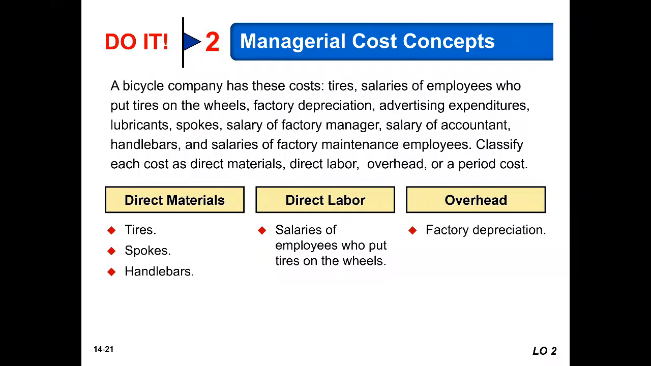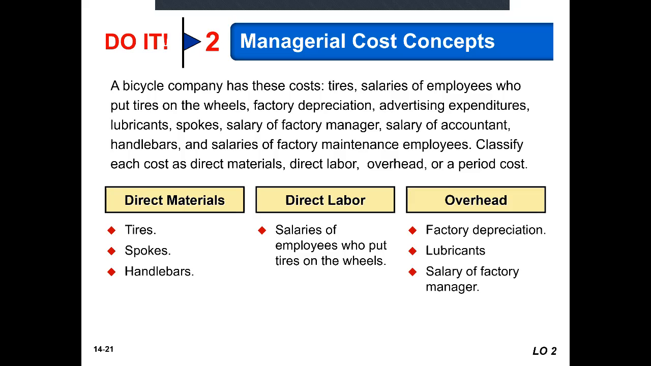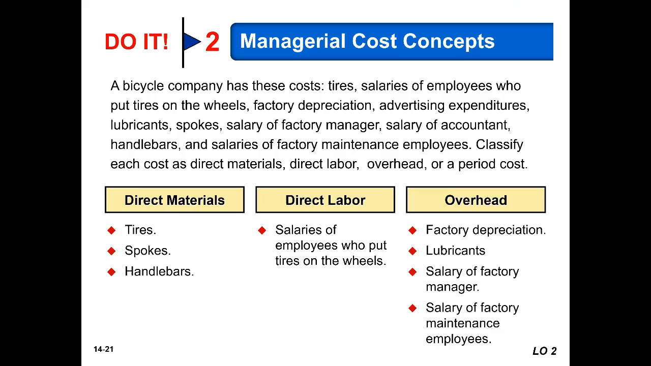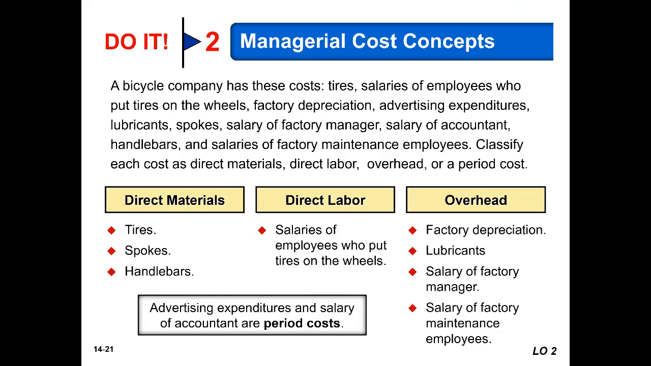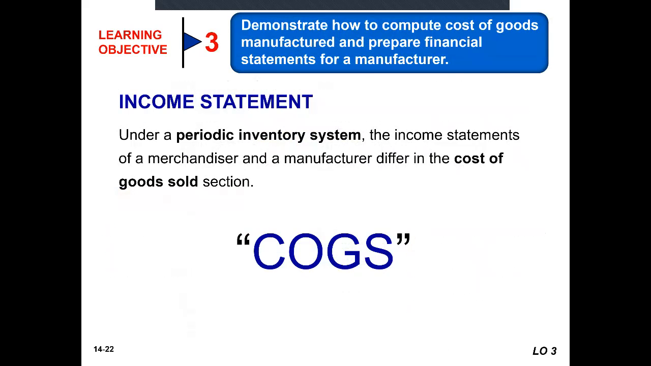Factory depreciation. Again, can't trace depreciation. Lubricants, well, how do we trace it for each machine? I mean, it's like cleaning supplies. You probably could figure it out, but not in an economically feasible way. It would cost too much. And then salary of a factory manager. So of course, that's hard to pinpoint. And the salary of factory maintenance employees. Okay, fine, fair enough. We can do that. Advertising expense after we've produced has nothing to do with the production of the bikes. Okay, so those are nice and easy. Okay, any questions? So far, so good.